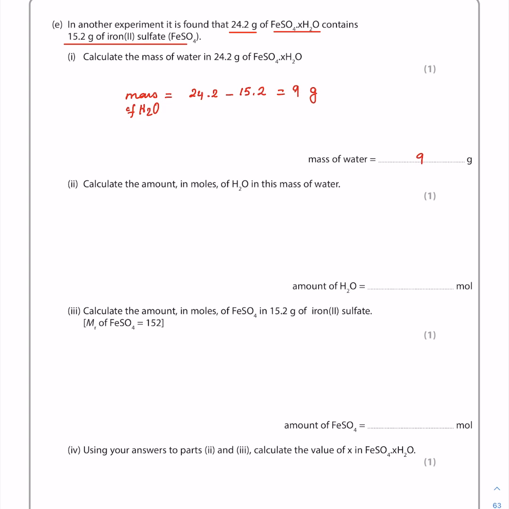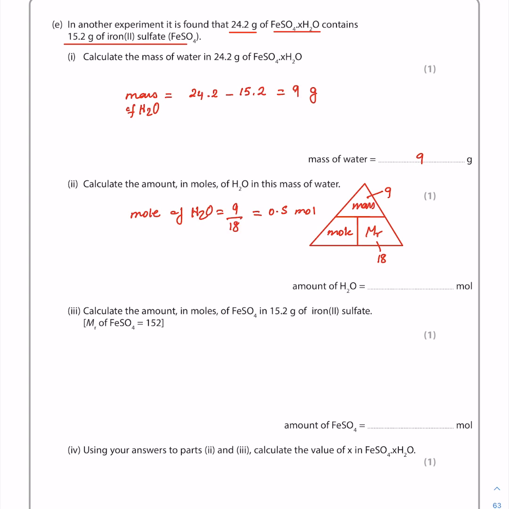Double I. Calculate the amount in moles of water in the mass of water. Of course, the law is moles equal mass over Mr. The mass we have is 9. The Mr of water is 18. So how many moles? Moles of water is equal to 9 over 18, which means half a mole.